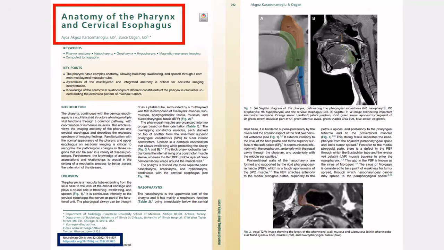There are a lot of others out there. Use the references in this article to deepen your knowledge. I recommend it greatly. And I would like to thank once again the authors both for publishing this excellent article and sharing it with me. So that concludes my presentations on imaging of the pharynx.